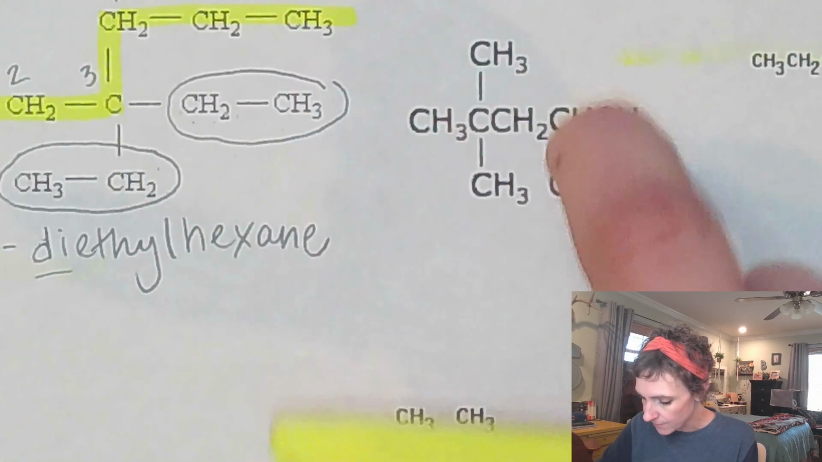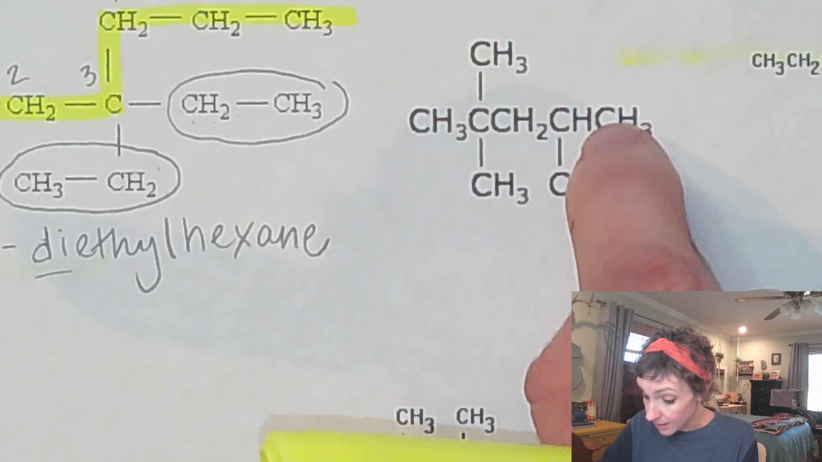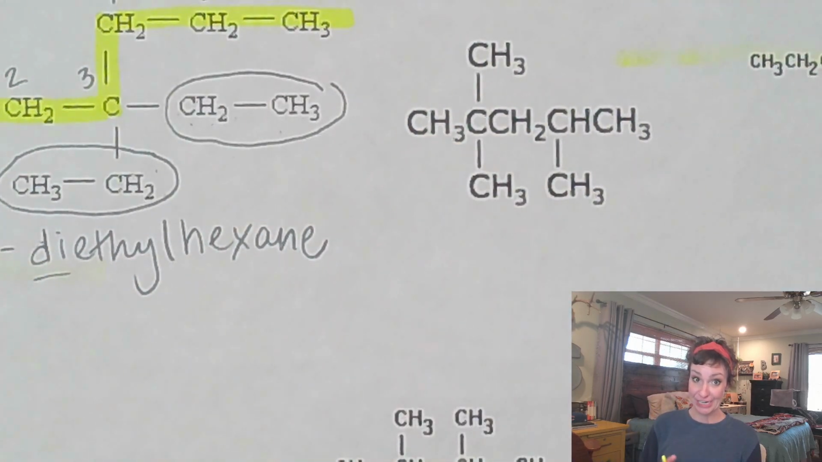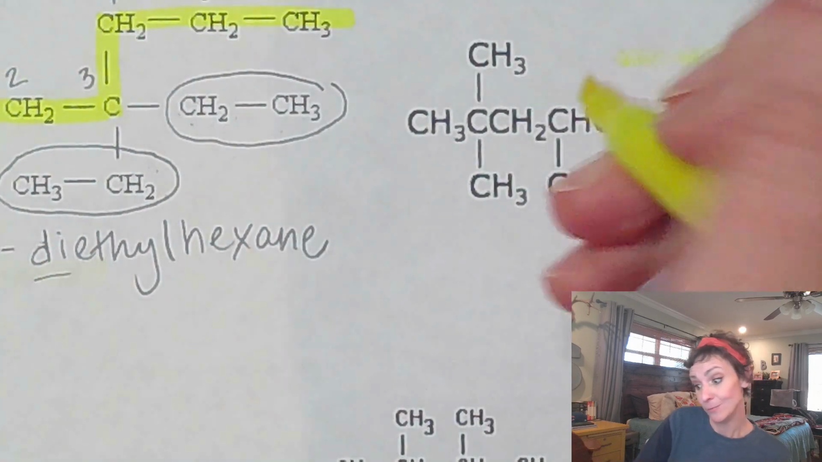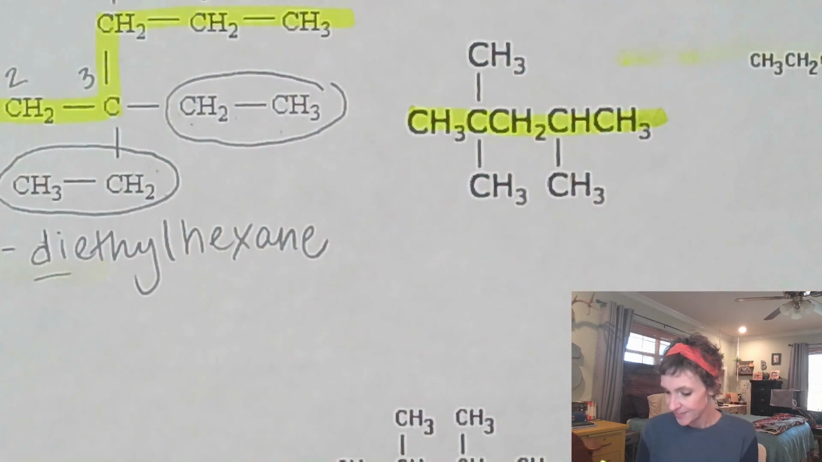1, 2, 3, 4, 5. 1, 2, 3, 4, 5. We got a lot of 5s. Since I have lots of possibilities, let's pick the one that maybe looks the simplest to our brains. Now I'm going to number.